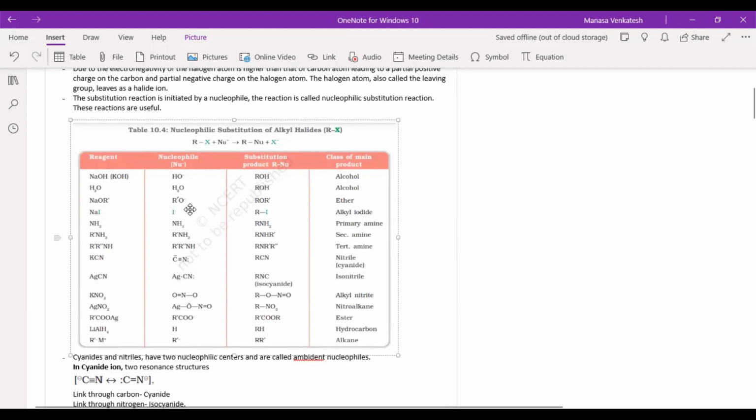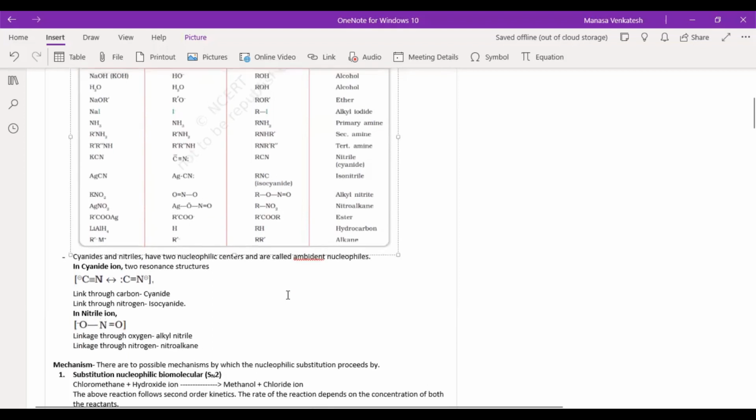For example, an NH3 group, when it comes and attacks the alkyl halide, is going to lead to the formation of a primary amine. So based on the kind of nucleophile reacting, you have the kind of products which are formed.